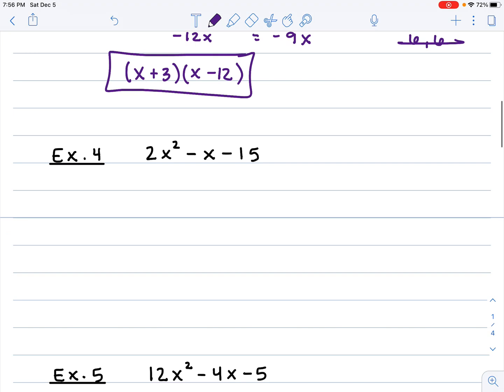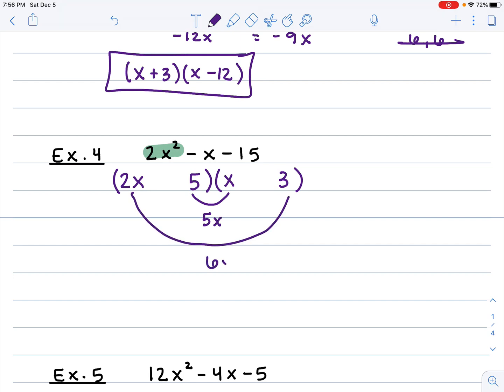Let's try another one here. We've got 2x squared minus x minus 15. So I'm going to make my parentheses. First thing, what times what gives me 2x squared? Well, 2x times x would give me 2x squared. What times what gives me 15? Well, let's see. I have 5 and 3. So if I do 5 times x, I get 5x. 2x times 3 gives me 6x.